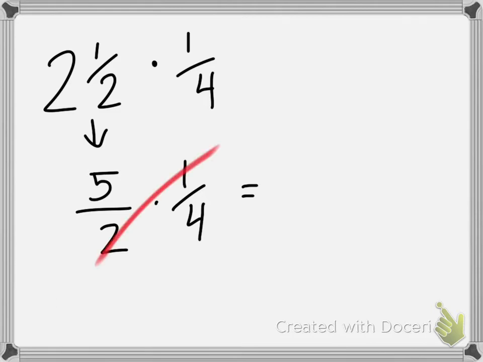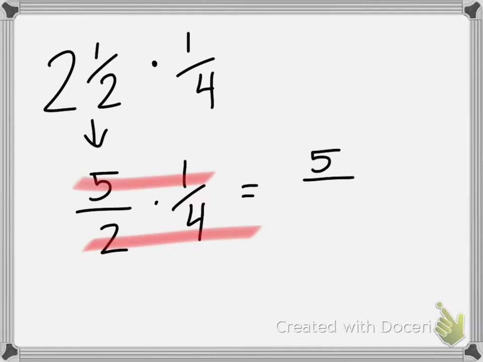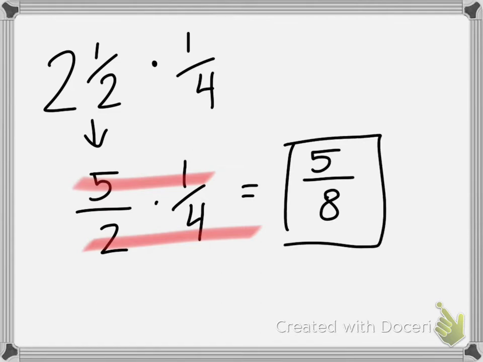Here, there's already a 1. Nothing I can do. 4 and 5, not divisible by the same thing. So I just across multiply. 5 times 1 is 5. 2 times 4 is 8. So I get 5/8 as my answer. Harut wrote that in the chat too, which is awesome.